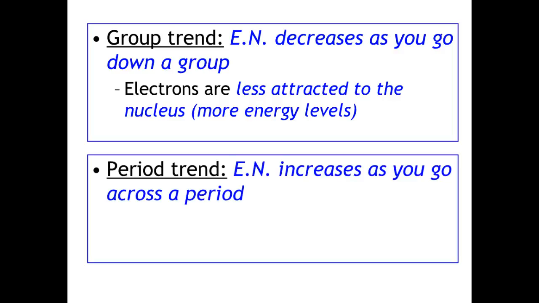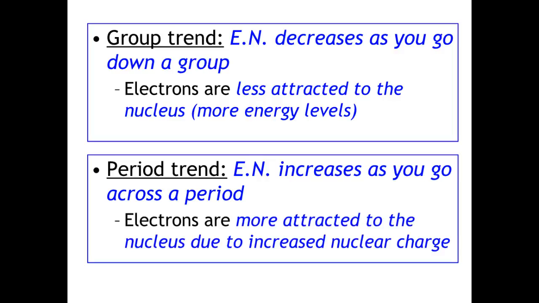Let's talk about the period trend. Electronegativity, which is left to right, by the way, increases as you go across a period. I wonder why. The electrons are more attracted to the nucleus due to increased nuclear charge. And what does that mean? They're getting smaller. Atomic size is getting smaller, which means those electrons are getting closer to the nucleus, where the protons are. There's more attraction to them.